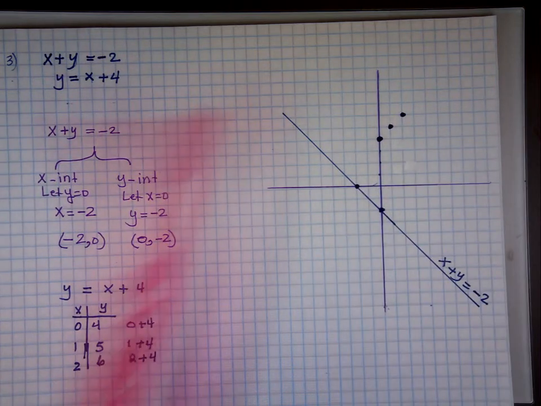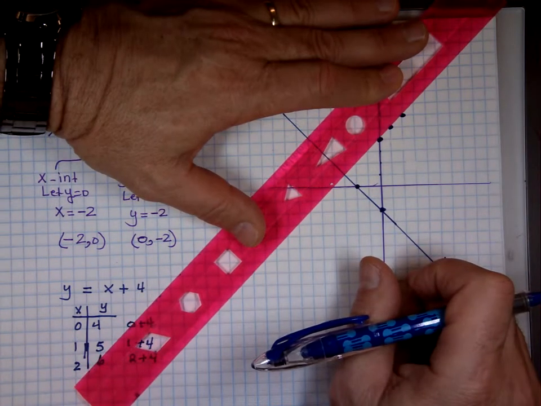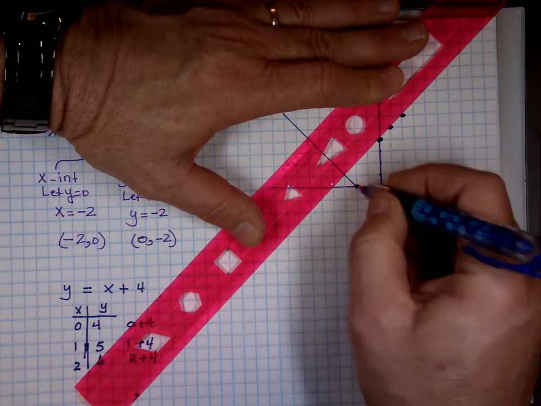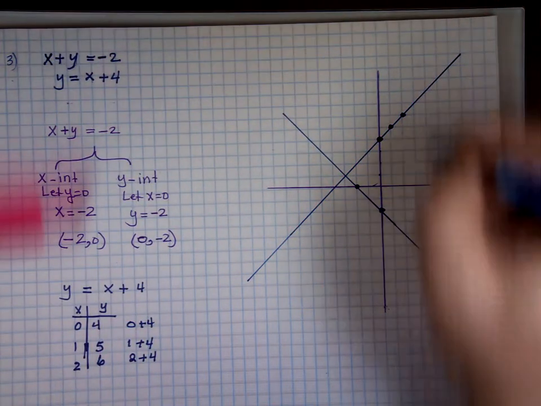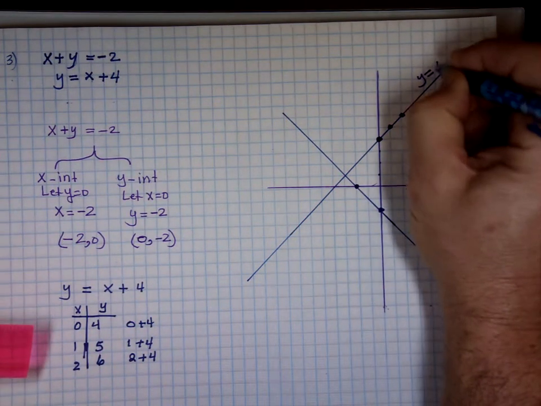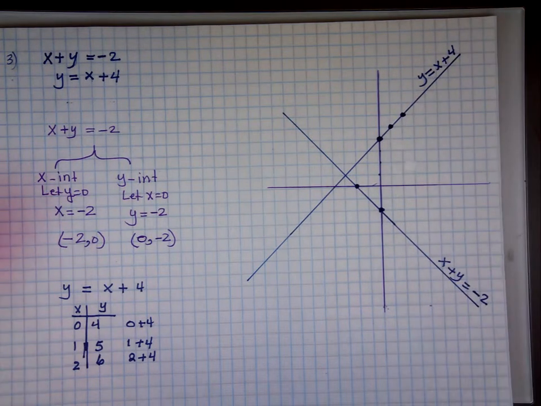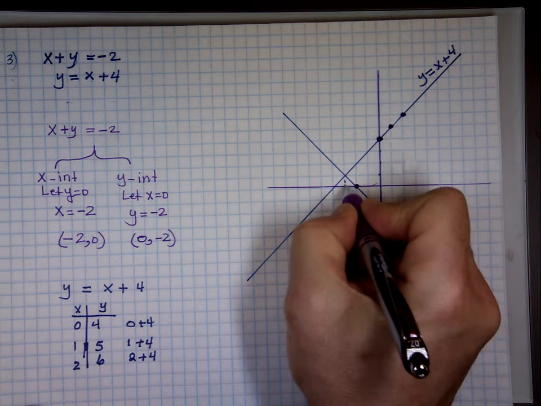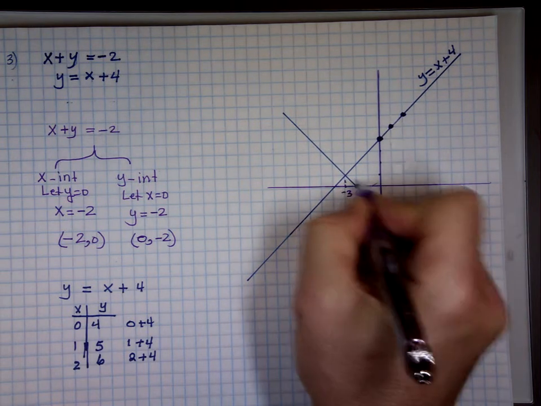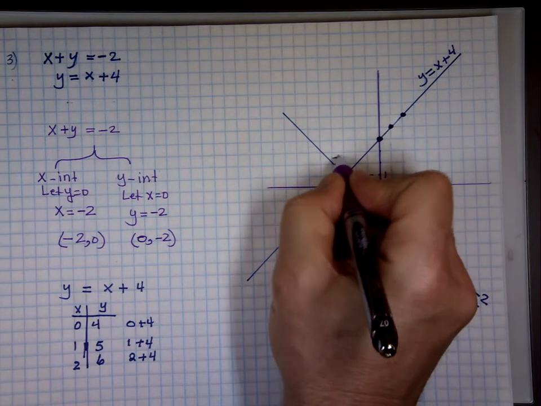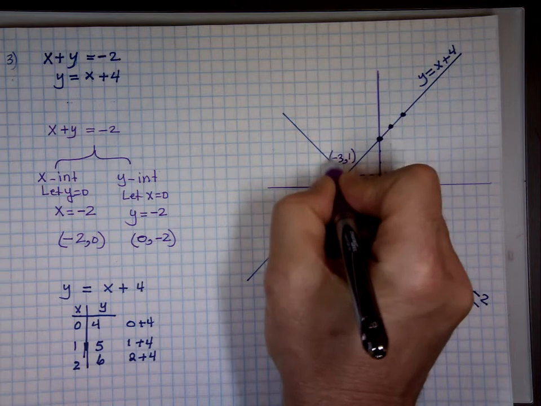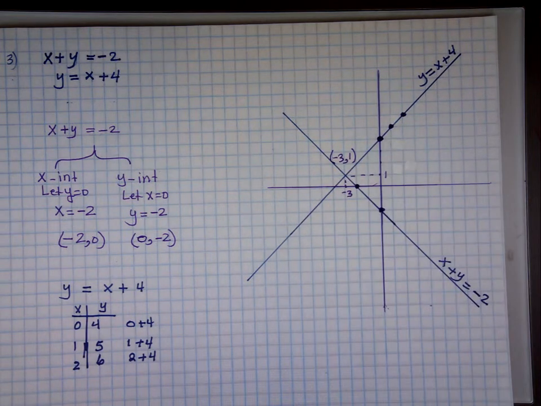And when you connect these 3 points, notice they make a straight line. This is y equals x plus 4. What's my solution? I have to come up first with the x value. This is the x value right here, -3. And what's the y value? 1. So where they cross each other is at -3, comma 1. X is always first, y is always second. That's the solution. That's where they cross each other.